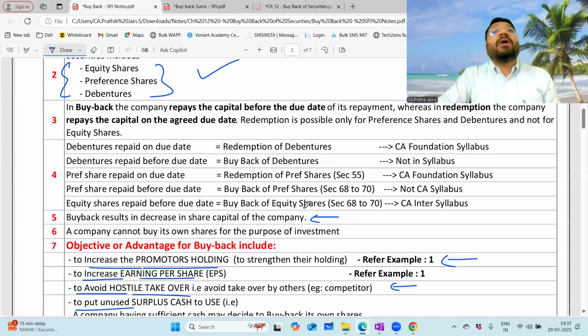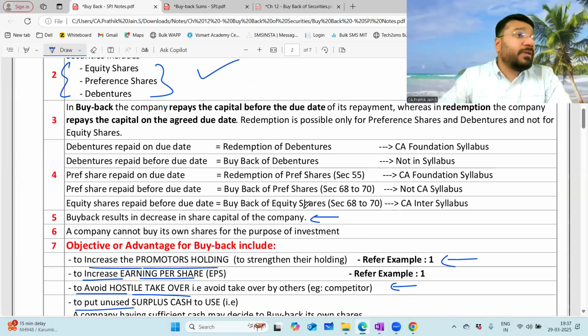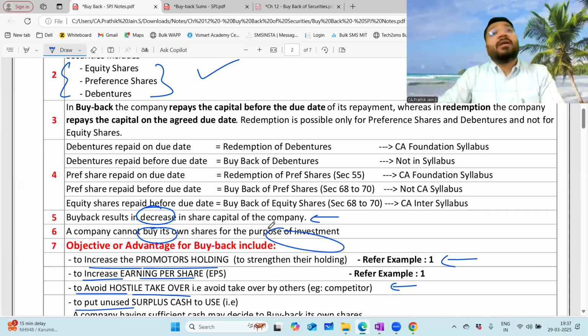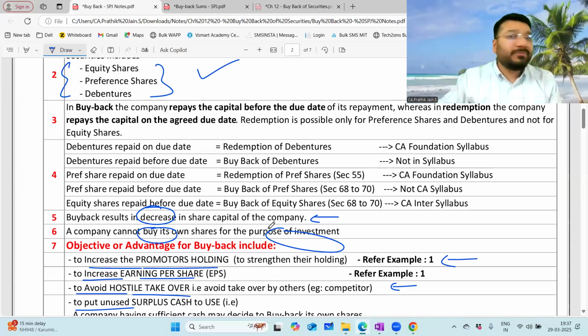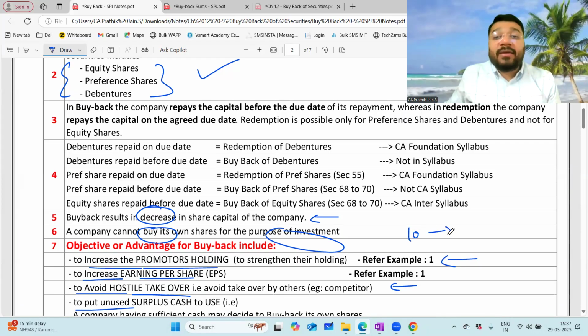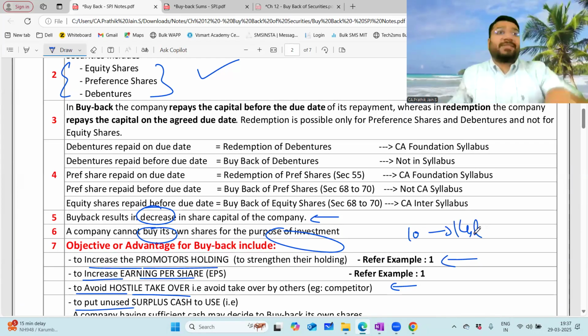When I do the buyback, what is the impact of that on the capital? It reduces the capital. Can I do the buyback for the purpose of investment? So I wanted to invest, I don't know where to invest, so I'm investing in my own company in the form of buyback. How? A 10 rupee worth of share, I gave 14 rupees and purchased my own shares. That should not be the motto of buyback.